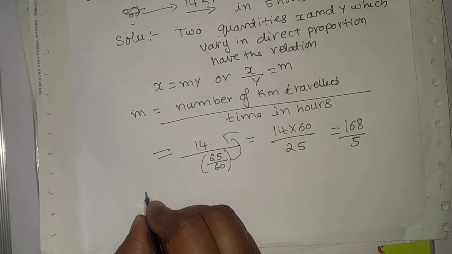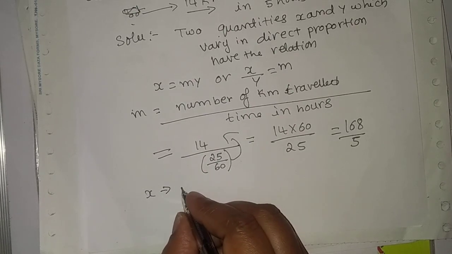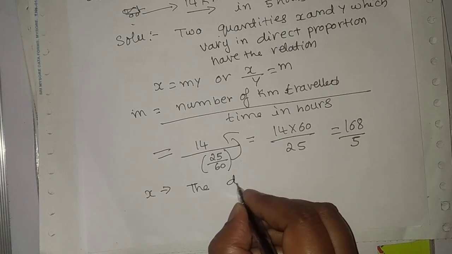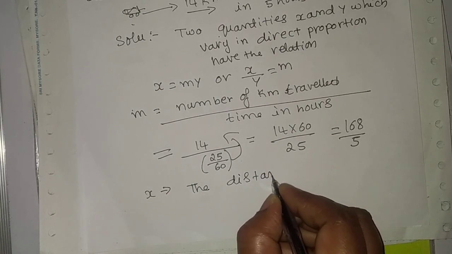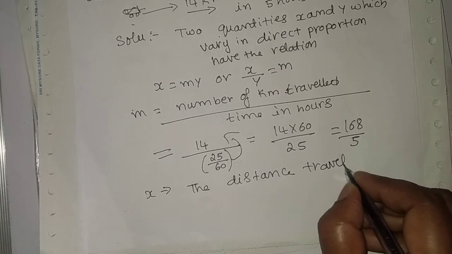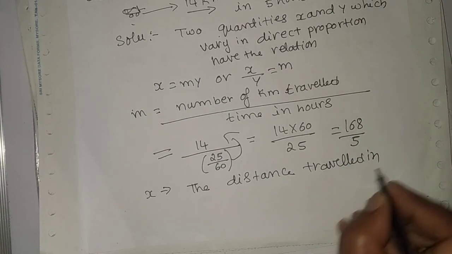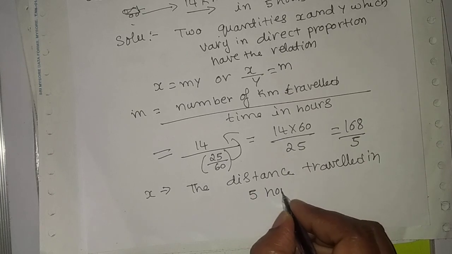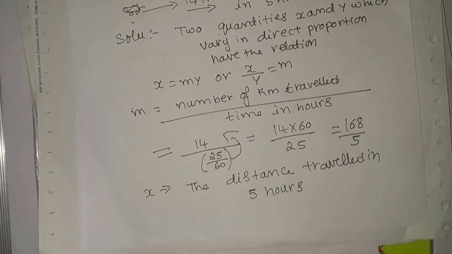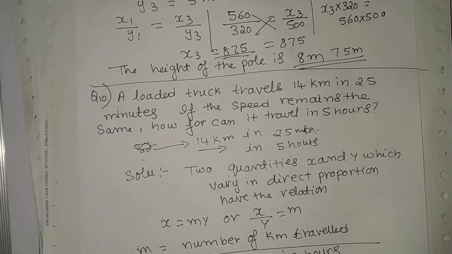Finally, the distance traveled. Now what is this x? X is the distance traveled in 5 hours. So next what happens? We'll continue.